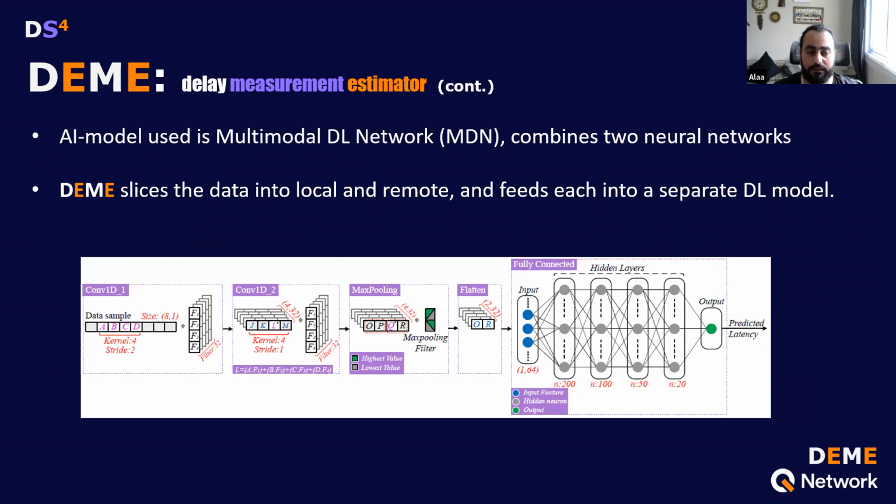Specifically, the AI model uses a multimodal deep learning network, which was a combination of two different neural networks that are based on CNNs. It just slices the data into local and remote, and then feeds each into separate models. So it was pretty simple. We had only two different convolution layers, a max pooling layer, a flattening layer, and then a fully connected layer in order to come up with this output, which is the predicted latency.